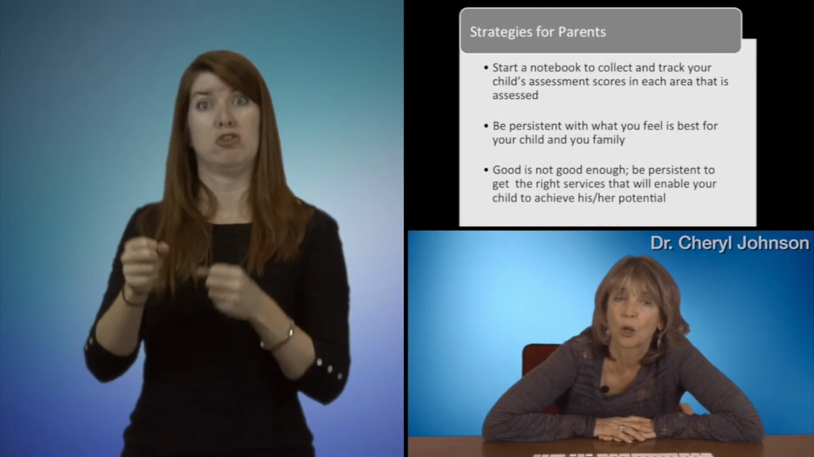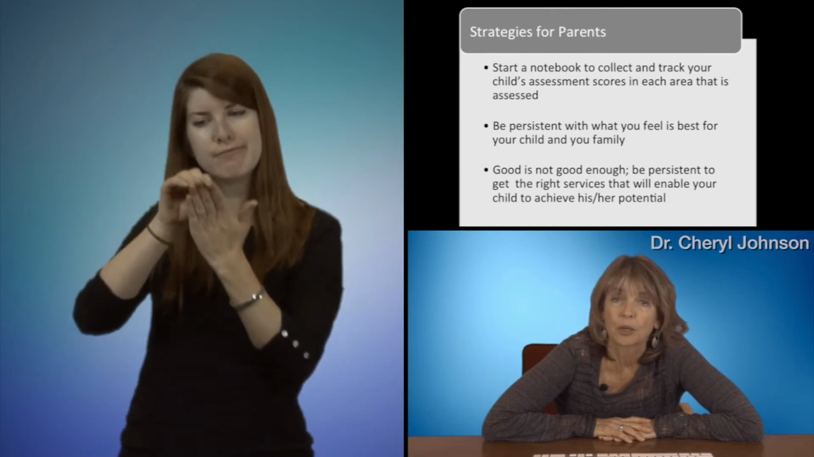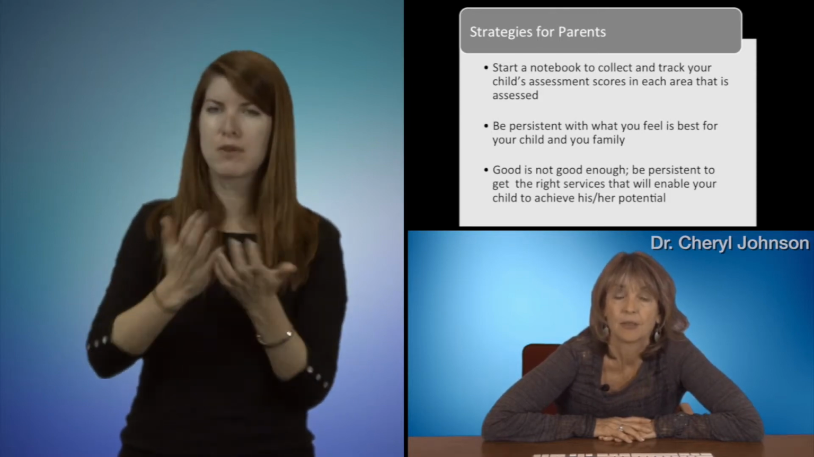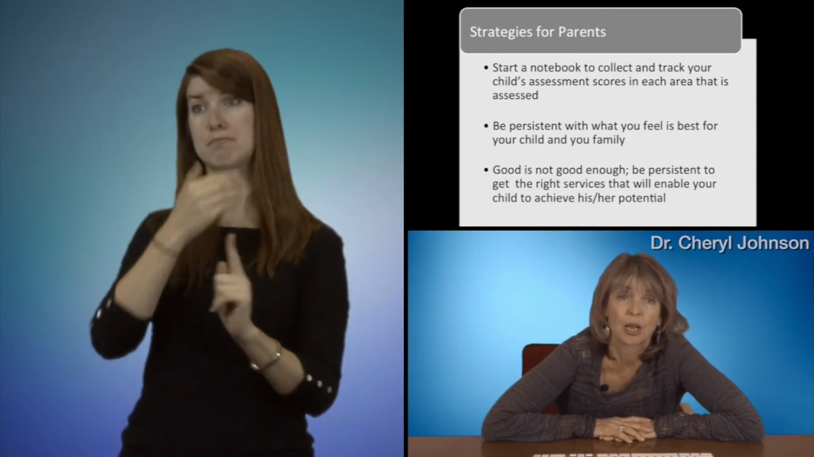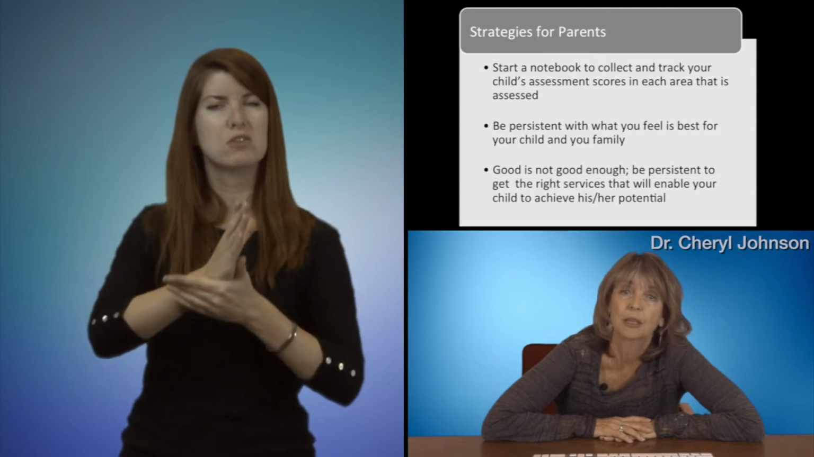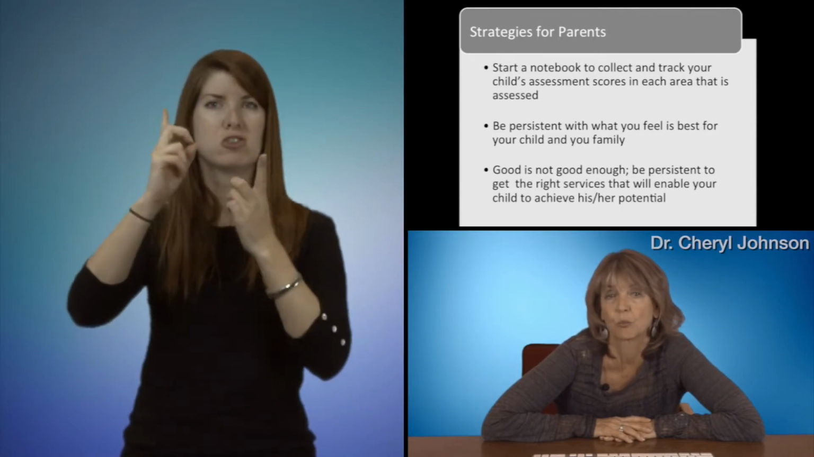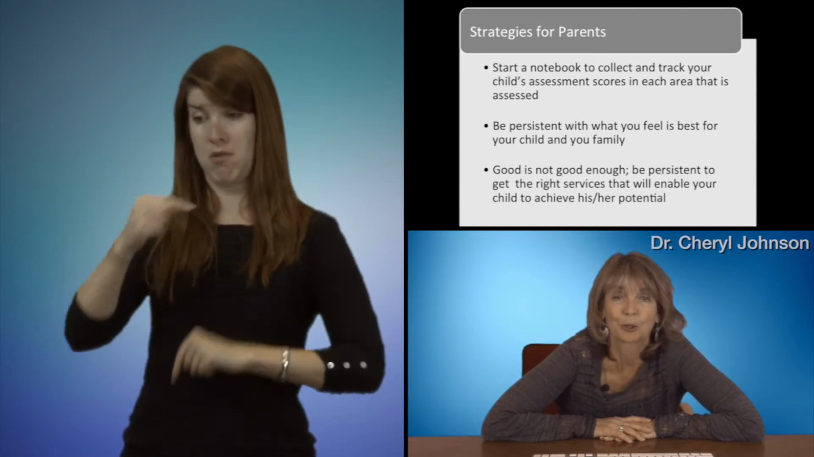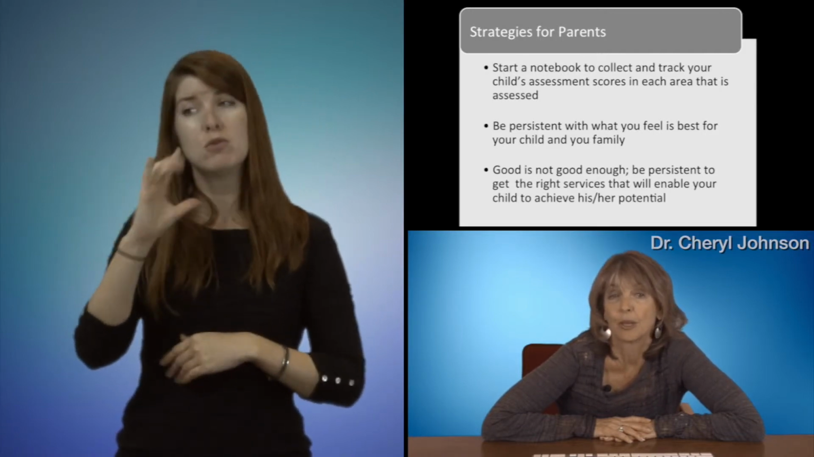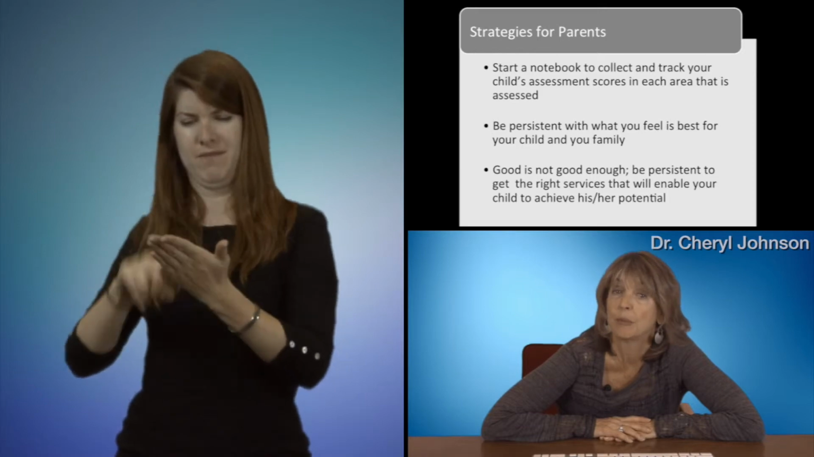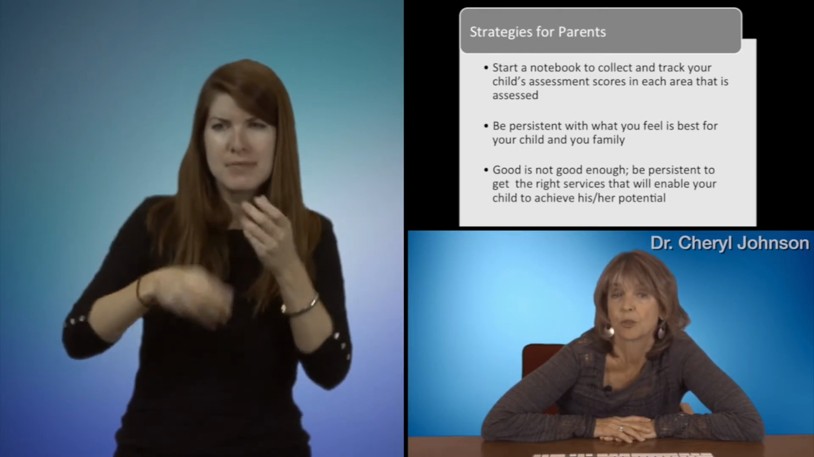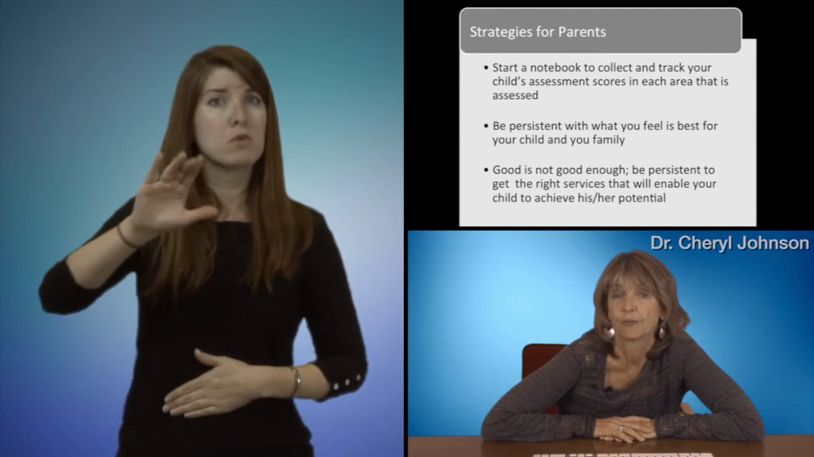Some strategies to close. Start a notebook to collect and track your child's assessment scores in every area that's assessed. It's great if you can start this when your child begins services under Part C, the early intervention system, and then continue it through their education program. It'll enlighten you to look back on those scores and see the progress that you made. But also, it will help you identify areas where maybe progress wasn't sufficient and you need to go back and talk about what additional services might be helpful for your child.